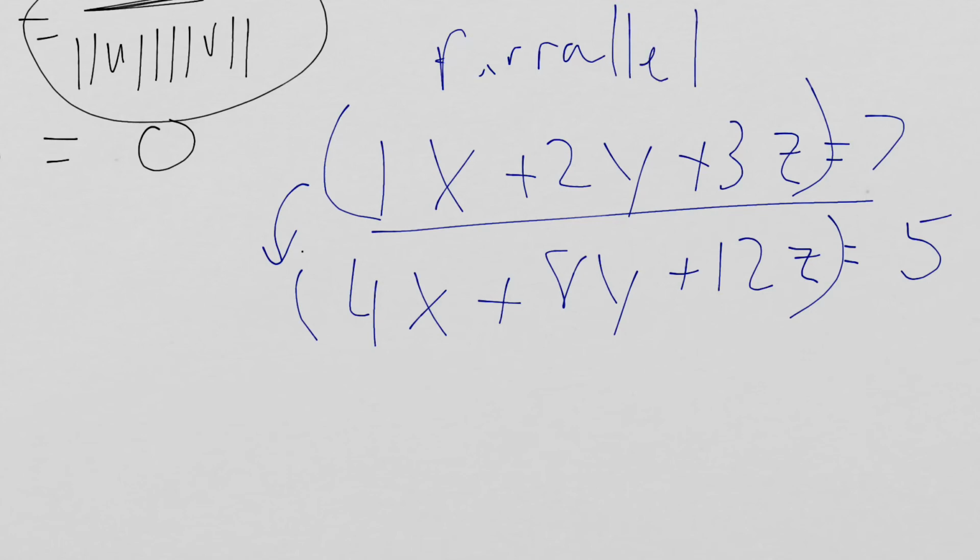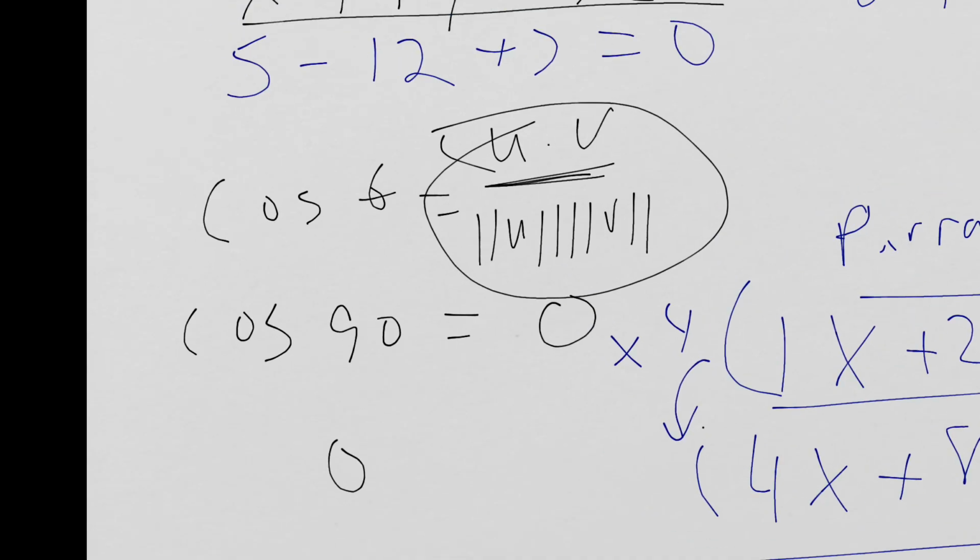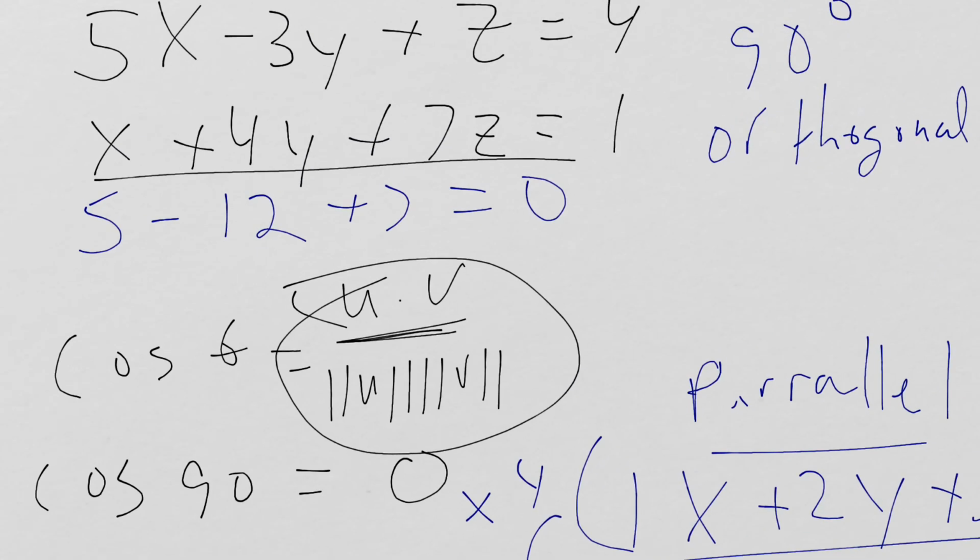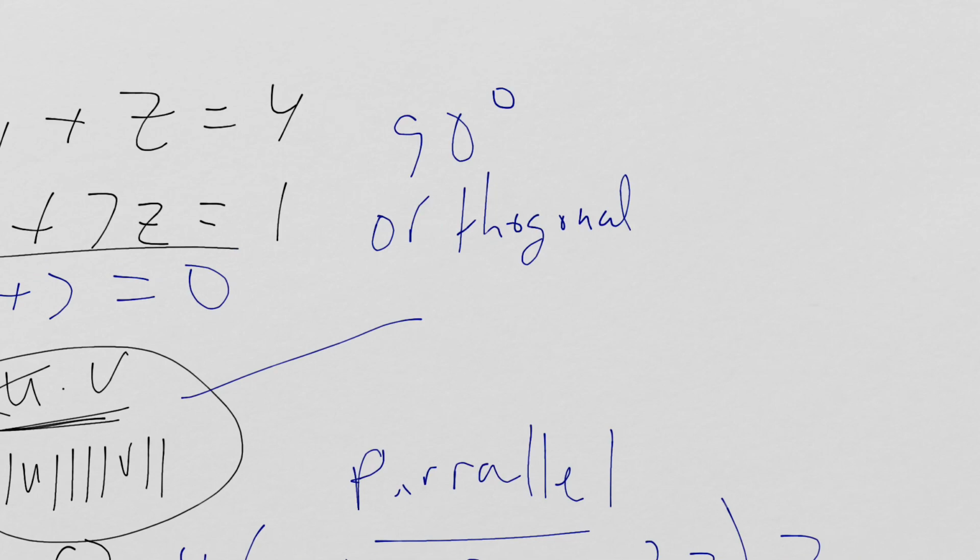And in this case we can, right? Because we can take this plane times 4 and we get this plane. Okay? So that's all you have to do to determine if they're parallel, and this is all you have to do to determine if they're orthogonal. Okay? Hope this helps.